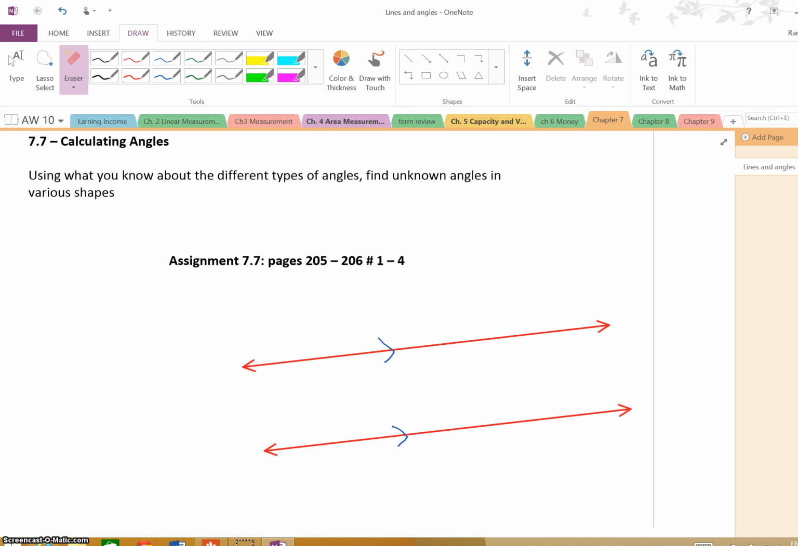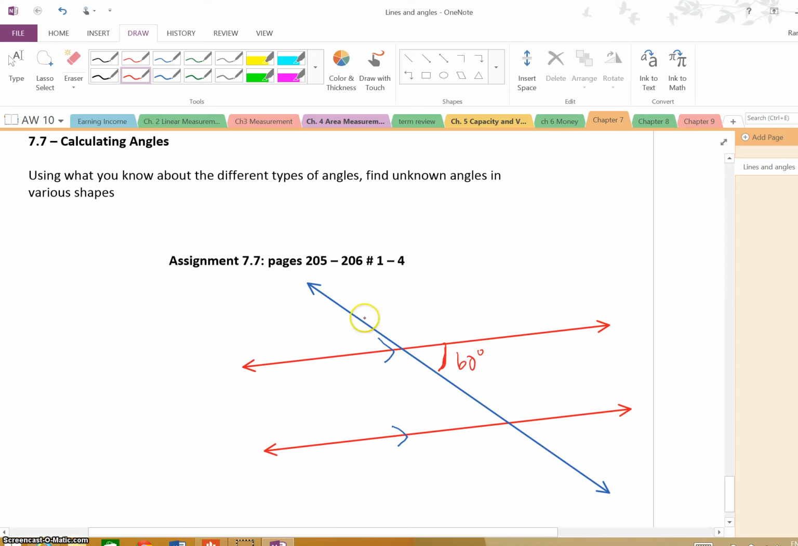So if I've got two parallel lines, and I have one transversal, okay, all I need is one angle to solve all the other angles. So let's say, for example, that this angle right here is 60 degrees. Well, I can find all the other angles because of those different rules.